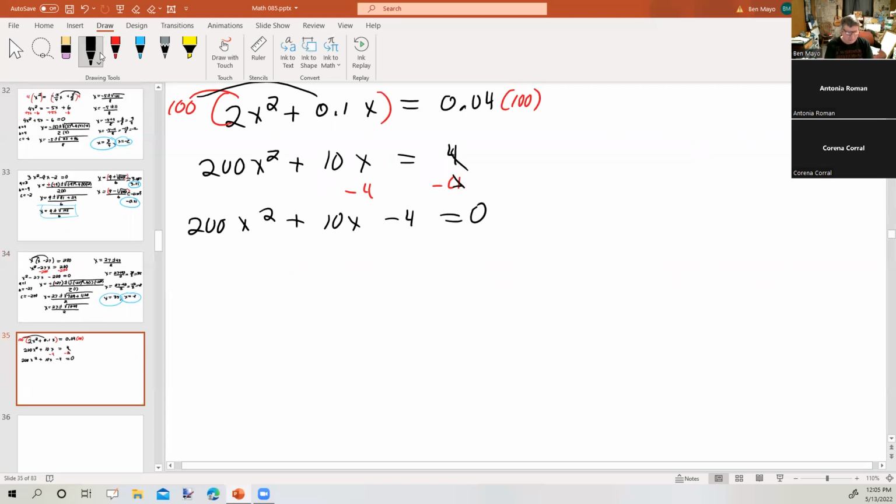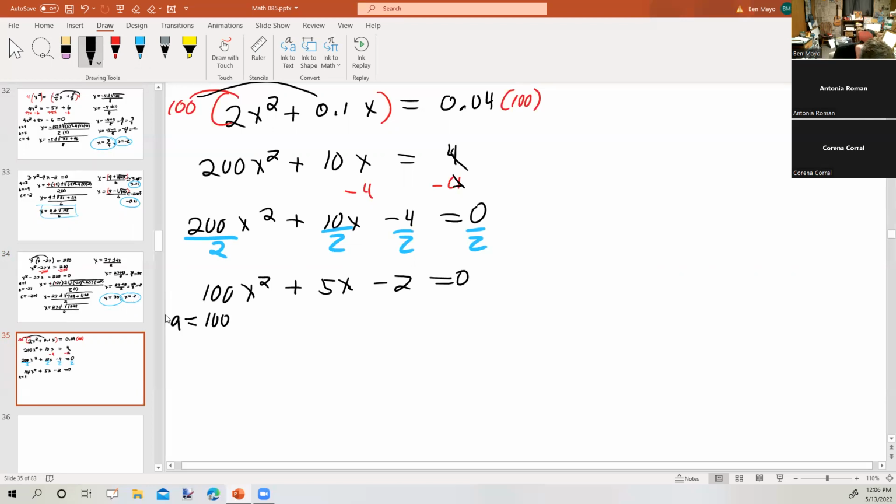Oh, but you know what? They're all even. I could go back and I could divide everybody by a 2. You don't have to, but again, it would make numbers smaller. So we get what? 100x squared plus 5x minus 2 equals 0. So there we have it. It's in standard form. We've gotten rid of the decimals. We've reduced it by a 2. We're good to go.